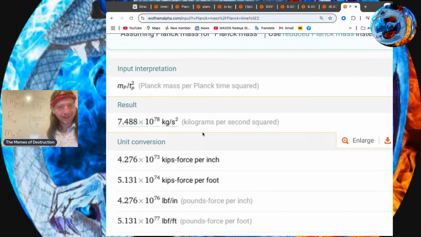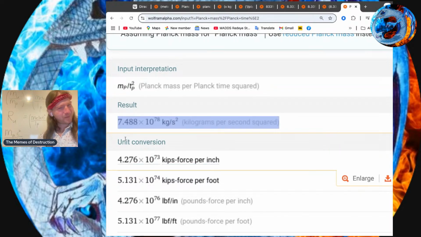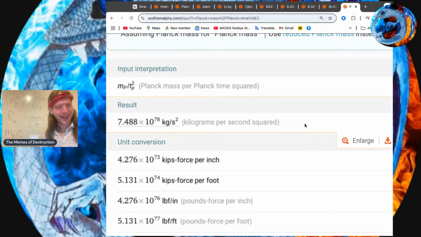So the Planck mass divided by the Planck time to give us the Planck spring constant is 7.488 times 10 to the 78 kilograms per second. Wait a second. This number looks suspiciously familiar. 7.488 times 10 to the 78. Where have we seen that number before?